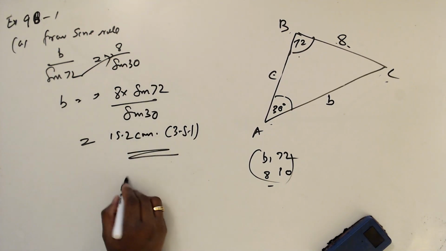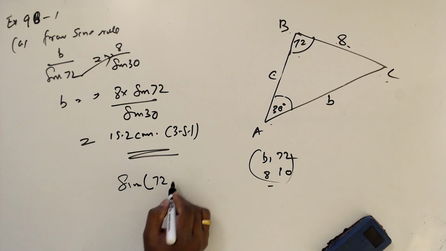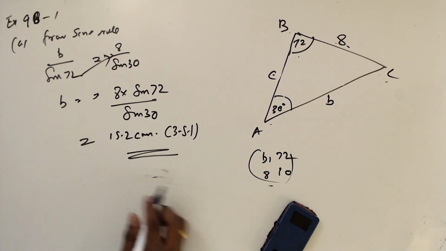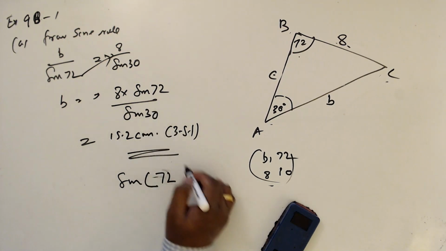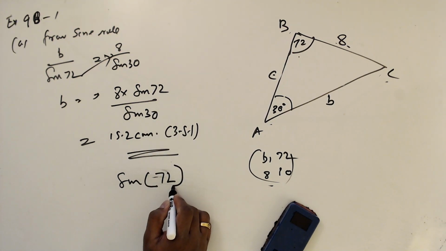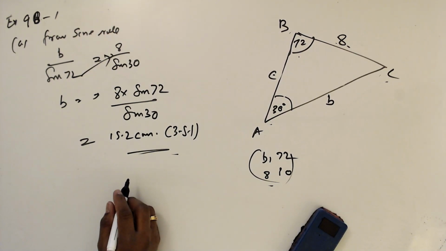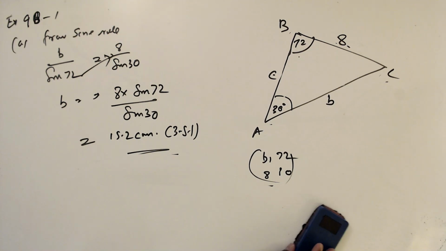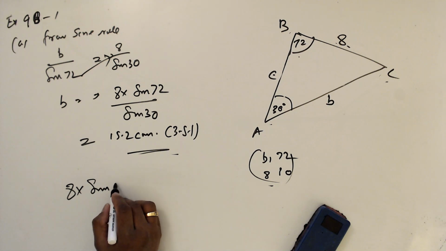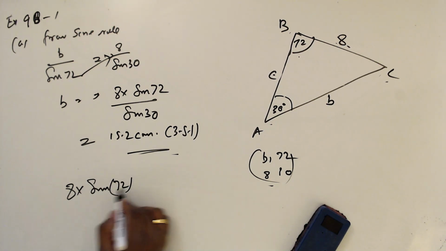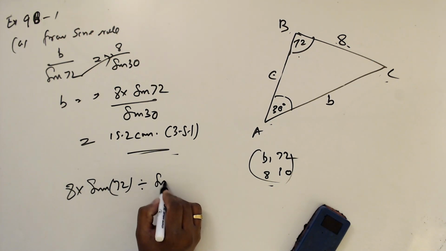You can find it from the calculator: press sine, then press 72, then press sine, then you get this one. Put 72, and divide. Not divide, make it equal to. So basically 8 times sine 72, then divide by sine 30.